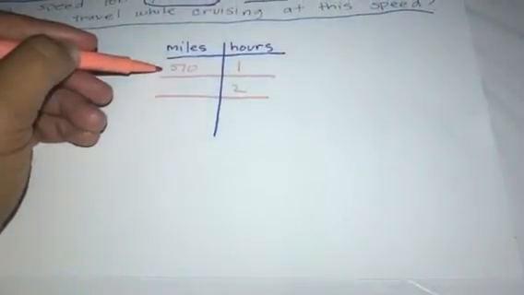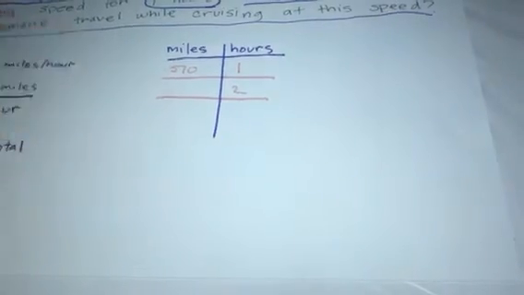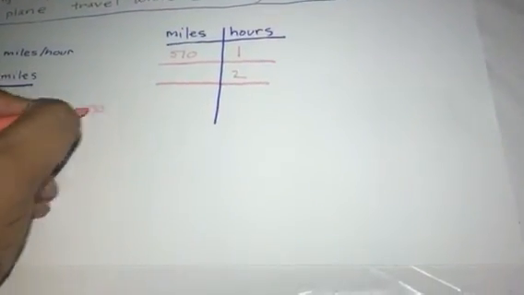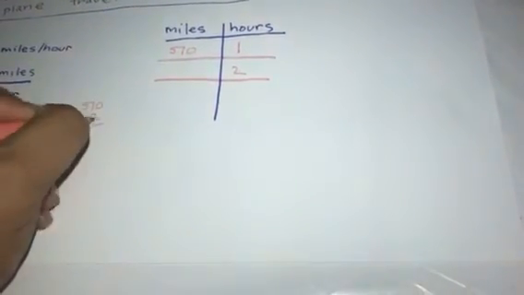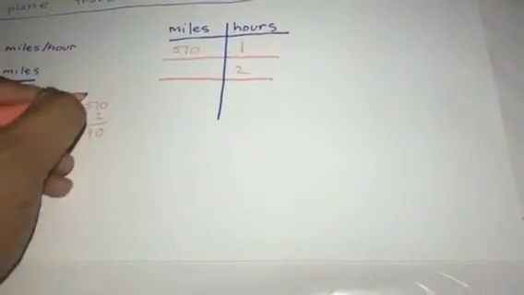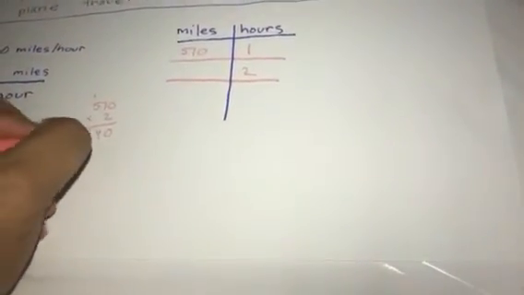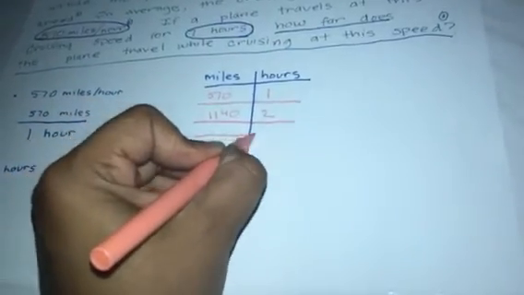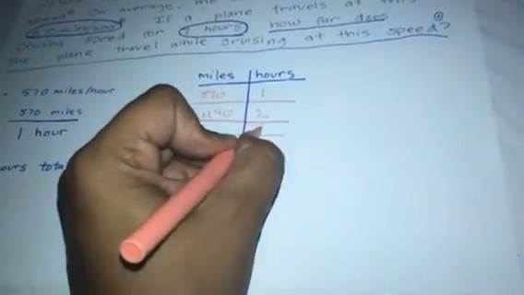I would double this number. I would multiply this number by 2. I will multiply 570 times 2. And then that will tell me that it was 1,140 miles, right? So that's in 2 hours. I could go ahead and find the number for 3 hours too.